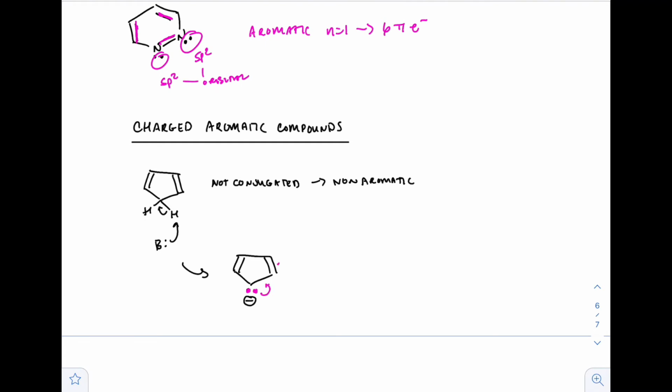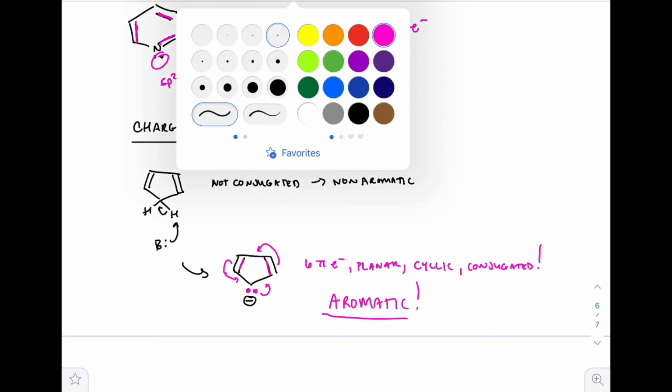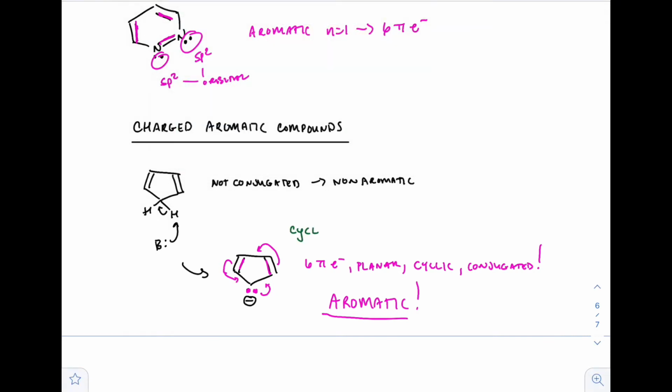And those 2 electrons now can participate in resonance. And what do you know? It can go around and around and around. You can shuffle that negative charge to each and every one of those carbons. So you have 5 different resonance structures, and therefore you have 6 pi electrons. It's planar, it's cyclic, and it's conjugated. So it is in fact aromatic now. It went from non-aromatic, hit it with a base, it became aromatic. And this compound is called a cyclopentadienyl anion.